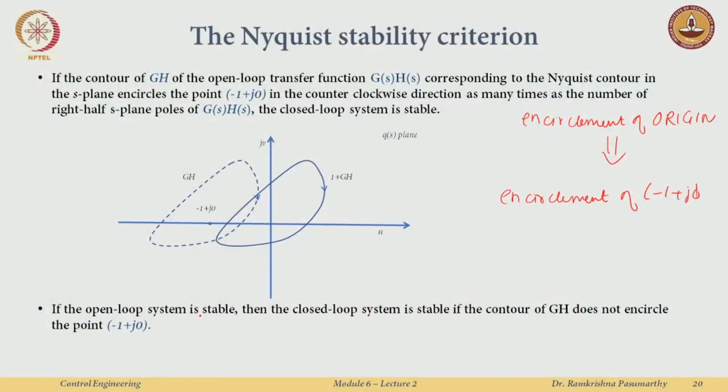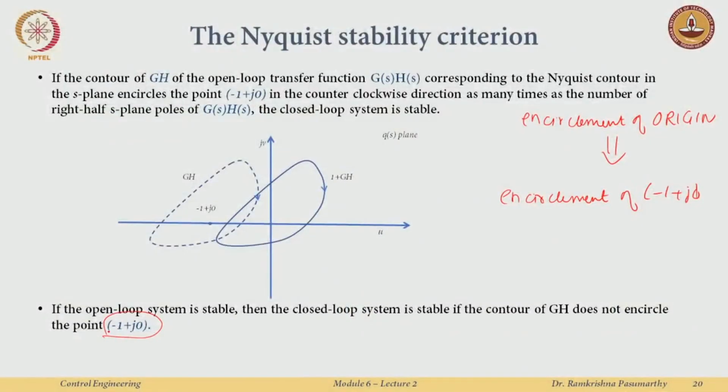Everything you just go to the previous slides, replace the origin with minus 1 plus J0 and you will have this thing. Okay. So if the open loop system is stable, again I am just rewriting all those things which I said, then the closed loop system is stable if the contour does not encircle the point minus 1 plus J0. Earlier I said if the open loop was stable, then the contour of 1 plus GH should not encircle the origin. Now just say, well, if the open loop system is stable, the contour of GH should not encircle the point minus 1 plus J0. Just origin, do a control C and then control V, or control F and find and replace for origin. So now this is our point of interest, minus 1 plus J0.